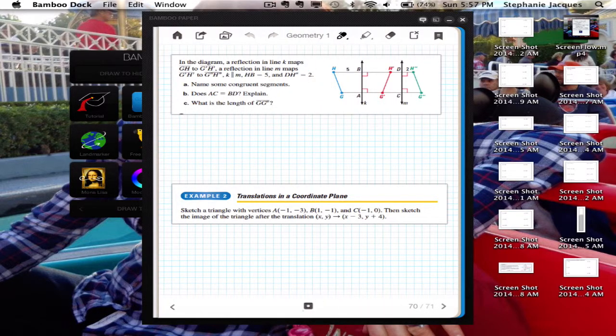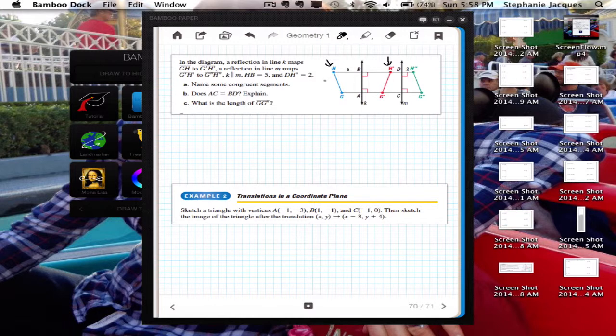All right, so here's an example. In the diagram, a reflection in line K maps GH, so we're starting here with GH, right there, to G prime H prime, right here. And then it's also reflected over DC, which gives us H double prime and G double prime. K and M are parallel, and HB is equal to 5, and DH prime is equal to 2. And it says to name some congruent segments.